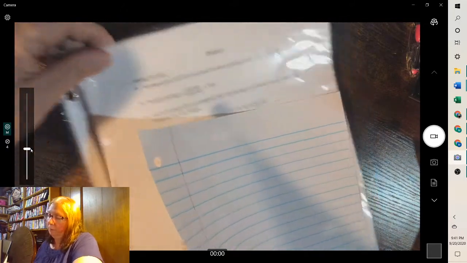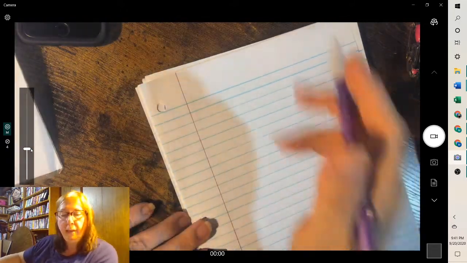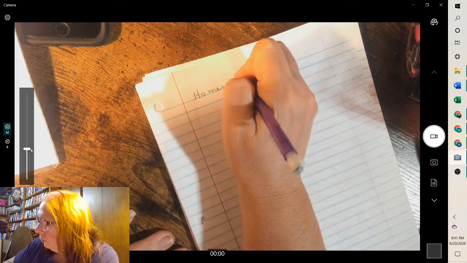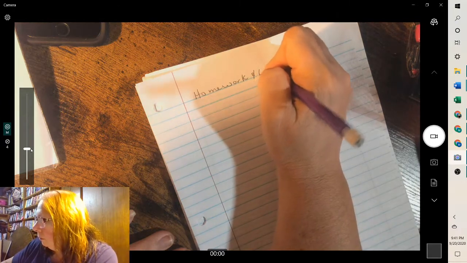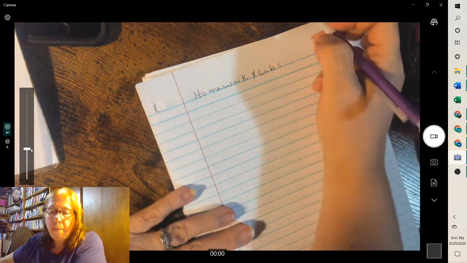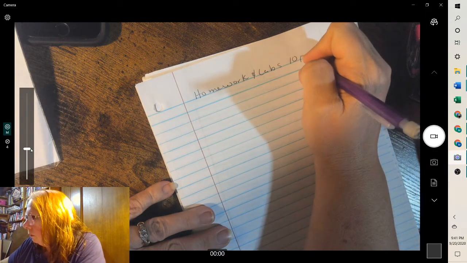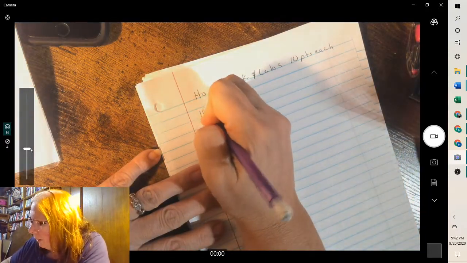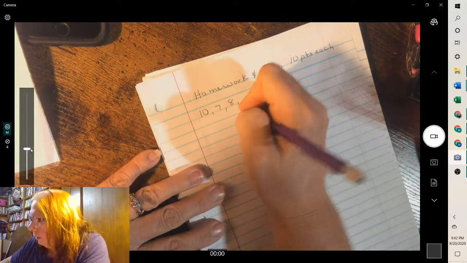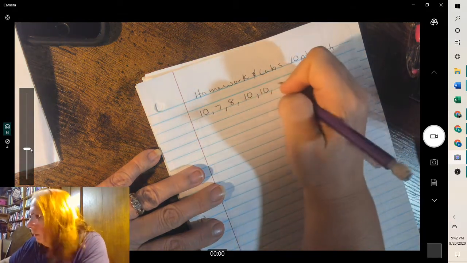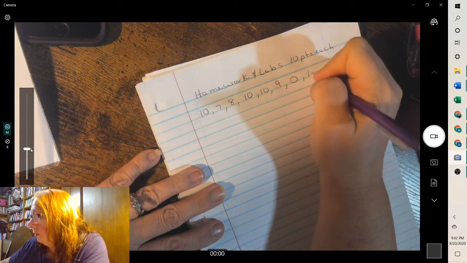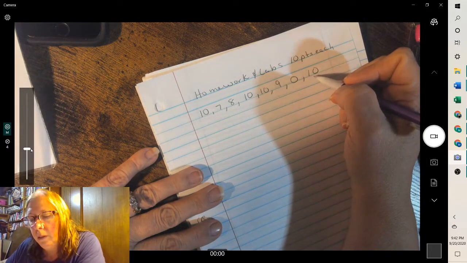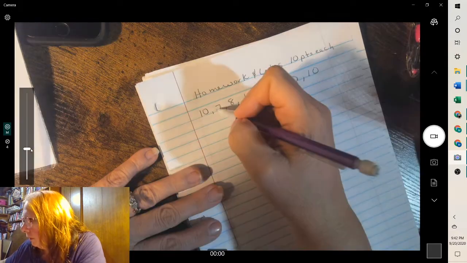Let's look at an example. If we have homework and labs, and they're 10 points each. And let's say we have a 10, a 7, an 8, 2 more 10s, a 9, we didn't do one and got a 0, and 1 more 10. So these were all worth 10 points each. And 1, 2, 3, 4, 5, 6, 7, there's 8 of them.